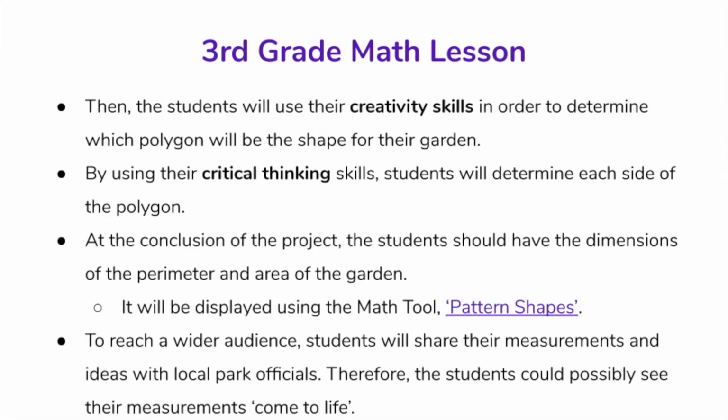Then, the students will use their creativity skills in order to determine which polygon will be the shape for their garden. By using their critical thinking skills, students will determine the measurements for each side of the polygon. At the conclusion of the project, the students should have the dimensions of the perimeter and area of the garden, which will be displayed using the math tool pattern shapes. Then, to reach a wider audience, students will share their measurements and ideas with local park officials.